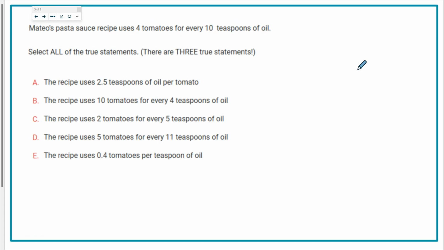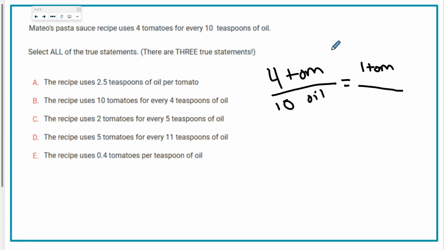Matteo's pasta sauce recipe uses 4 tomatoes for every 10 teaspoons of oil. So I'm going to write that over here. Select all the true statements. Okay. The recipe uses 2.5 teaspoons of oil per tomato. Let's see if that's true. To go down to per tomato, we need 1 tomato, so that's going to be divided by 4. Let's divide 10 by 4 to see if that's 2.5.